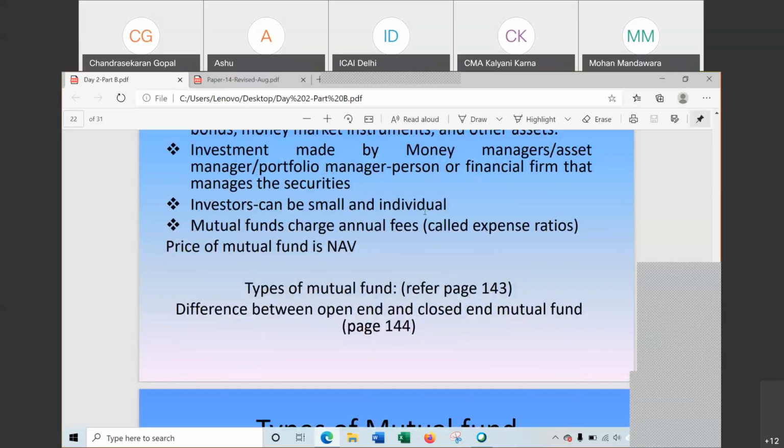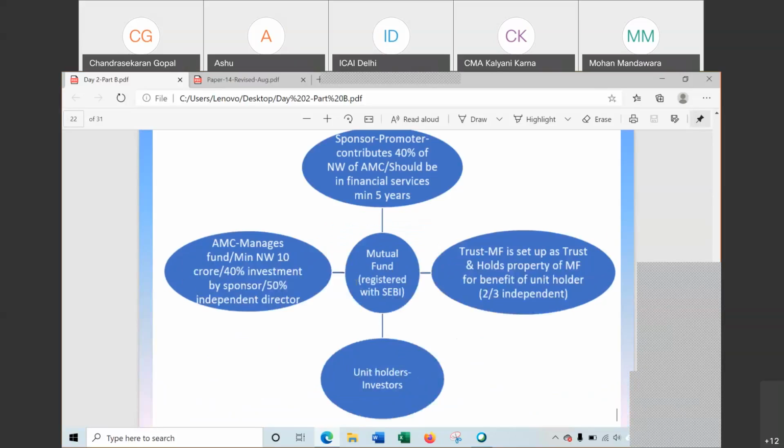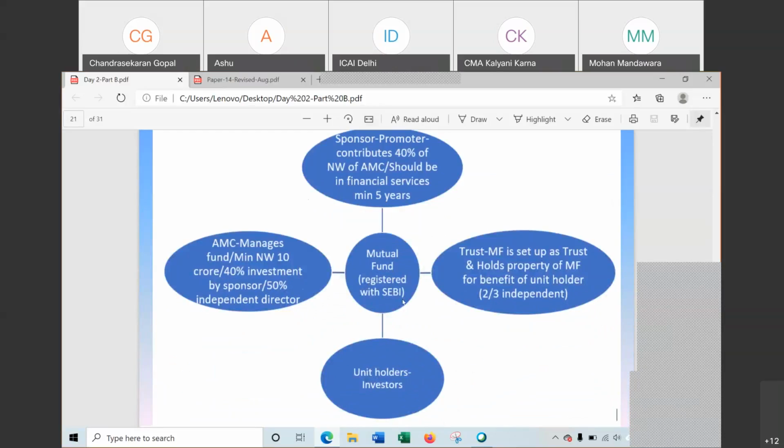Investor can be small and individual. Small investors can be in this one, but in a hedge fund, high profile investors are there. Mutual fund, that we will read later. And now what is a mutual fund? Now we will discuss this one. A mutual fund is first registered with SEBI.